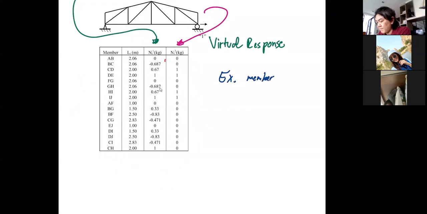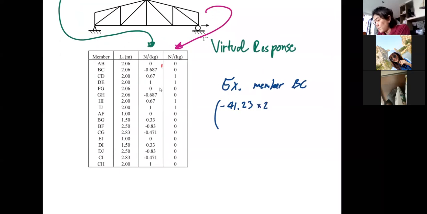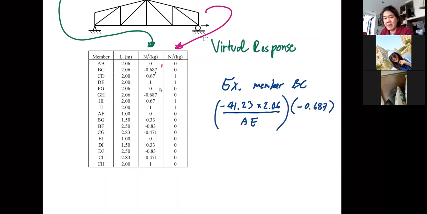For member BC, the actual displacement is going to be minus 41.23, and its length is 2.06, divided by AE. So that's the deformation of the member BC itself, multiplied by the virtual response when you apply the unit load. So that becomes this one, 0.687. Remember, it has to be the corresponding values.